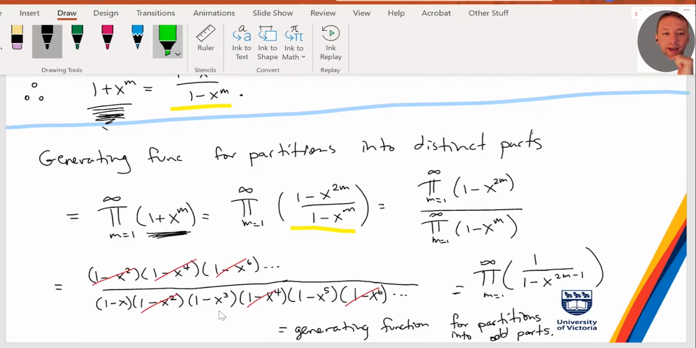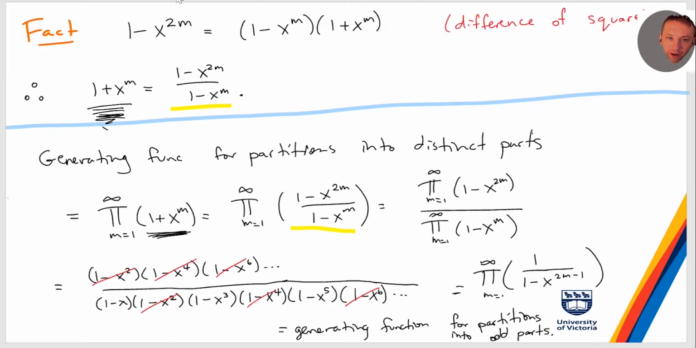To do that, I'm going to think about writing out this product. If you write out the top product, the first thing is, if I put m equals 1, 1 minus x squared, times 1 minus x to the 4, 1 minus x to the 6, 8, 10, 12, and so on, all the even numbers. And on the bottom, I have all of the different 1 minus x to the m's. If I write out the bottom, I get 1 minus x times 1 minus x squared, 1 minus x cubed, 1 minus x to the 4, 5, 6, 7, 8, 9, 10, etc.